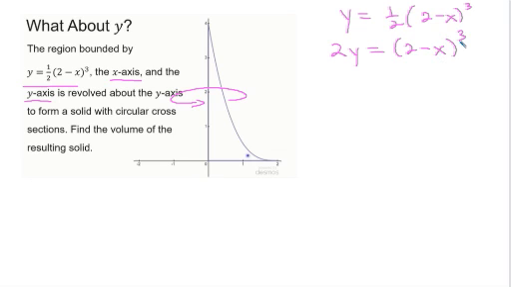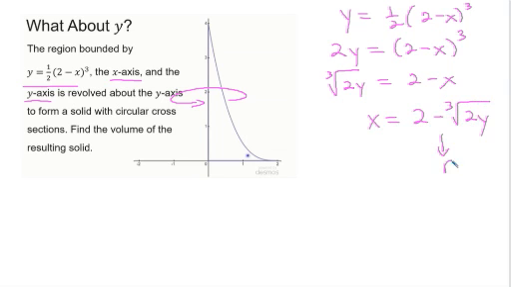Then I would take the cube root of both sides. So I have the cube root of 2y equals 2 minus x. And so after I do my algebra, I have that x equals 2 minus the cube root of 2y. All right, we're going to need that in a second. Why do we need that? Because that is going to be my radius on this problem.